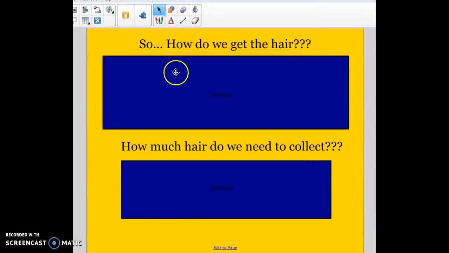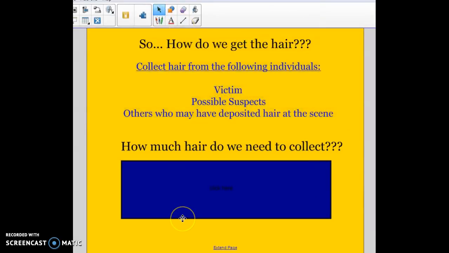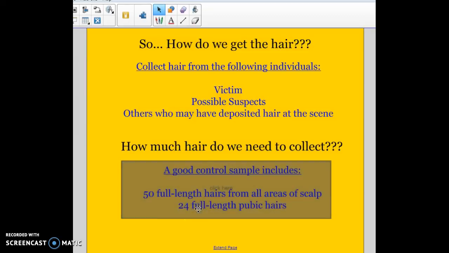So how do we get the hair? To collect hair, you always want to collect from the victim, any possible suspects, and anybody else who may have deposited hair at the scene. So if there were dogs or animals or anything like that, you would want to collect their hair as well. Here's a proper sample.